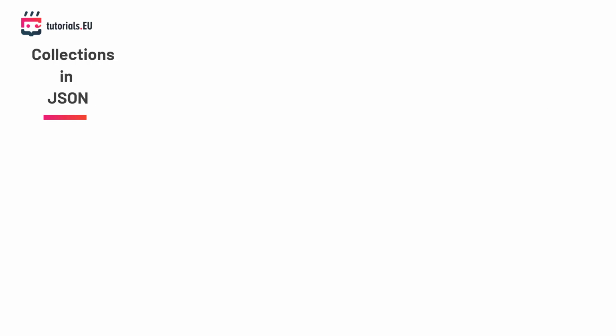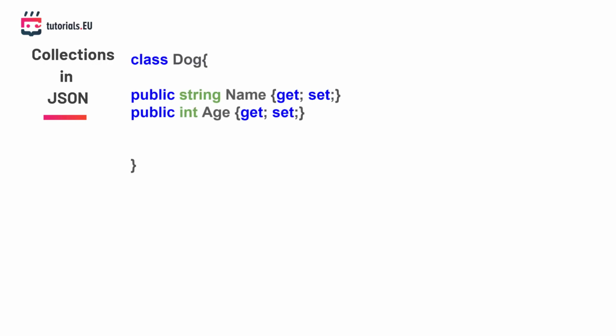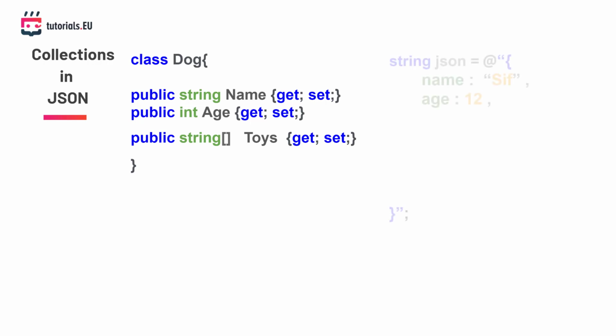So what about collections in JSON? Well, back to our dog class. Let's say every dog will have a bunch of toys. Since our class must match the JSON we will be serializing and deserializing, we can add the toys to our class as an array or a list of strings. And the JSON representation can look something like this.